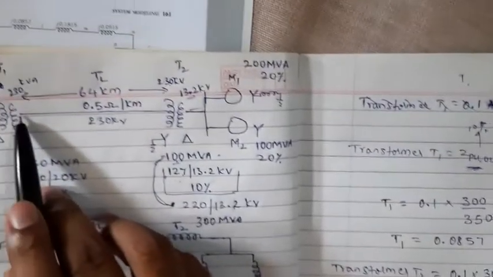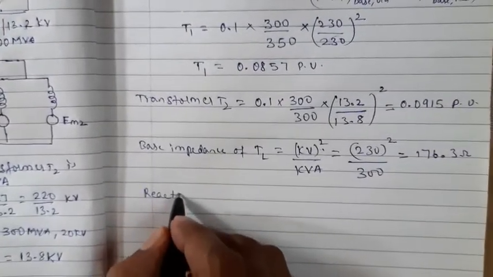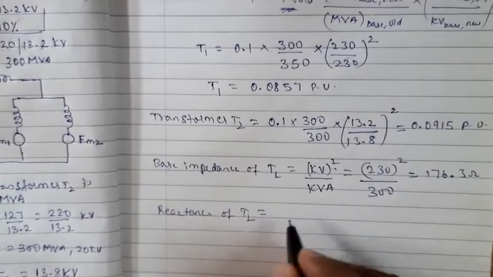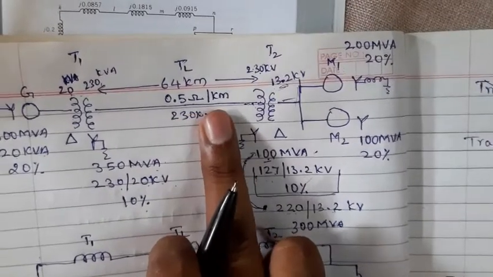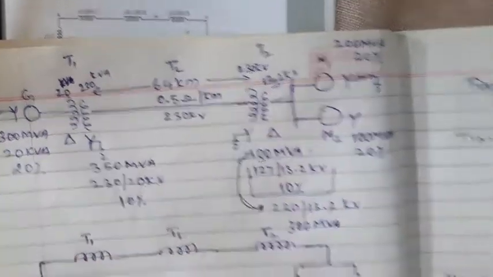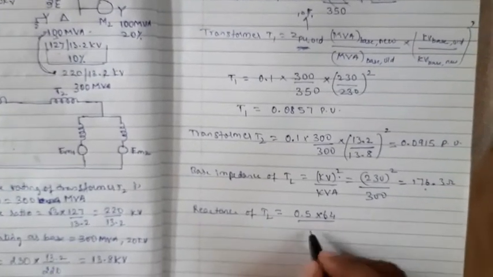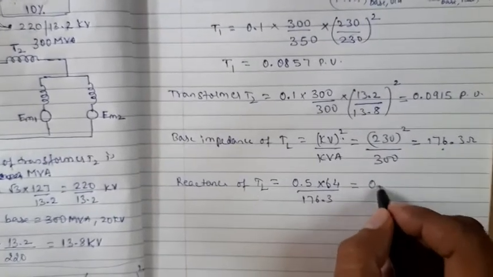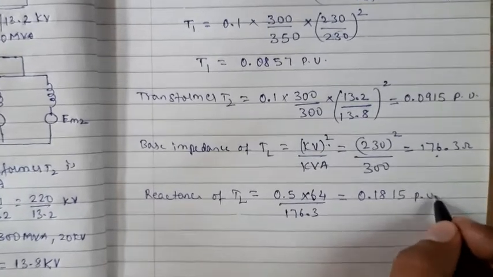But here we have to consider this for 64 kilometers. So the reactance of the transmission line is 0.5 per kilometer. How many kilometers? 64 kilometers. So 0.5 into 64 kilometers divided by this value, 176.3. So what is the value again? 0.1815 per unit we are going to get.